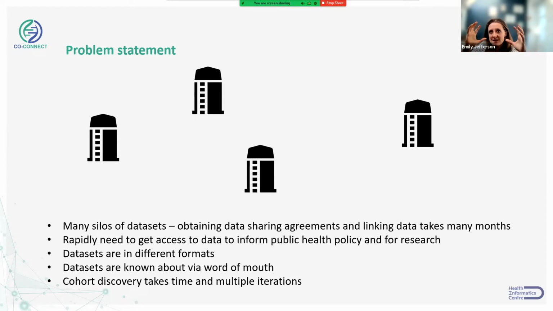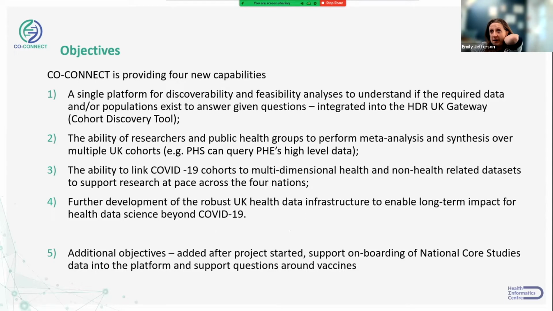So CoConnect is trying to reduce the amount of time that it takes to carry out all of these different steps. So the objective is to provide 4 new capabilities, or it was to begin with, and we added an additional one once the project had started. So what we're trying to do is provide a single platform for discoverability and feasibility analysis to understand if the required data or populations do exist to answer a specific question, and integrate this into the HDR UK Gateway as the cohort discovery tool. We're also trying to build the ability for researchers and public health groups to perform meta-analysis and synthesis over multiple different UK cohorts.